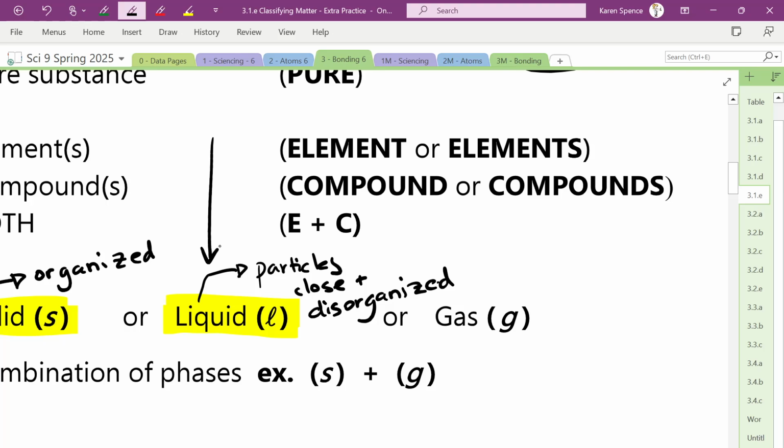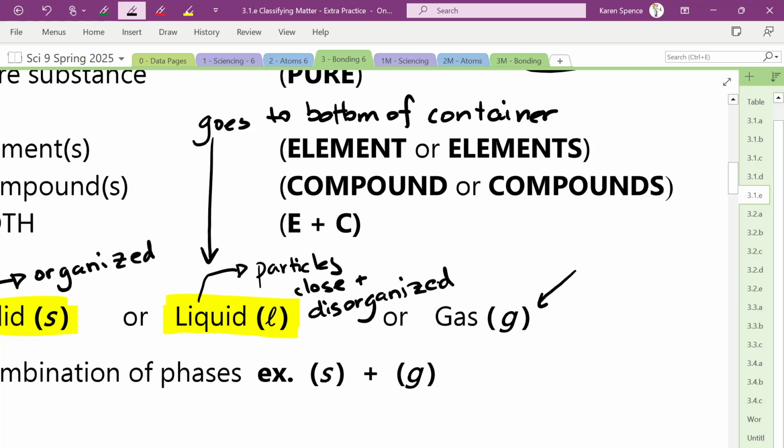Okay, so a liquid goes to the bottom of the container, whereas the gas, Boba, are you writing this down so that you know what to do? Okay. Whereas the gas fills the container. Your quiz on Monday won't ask you whether things are solids, liquids, or gases, but maybe on the test. Okay?